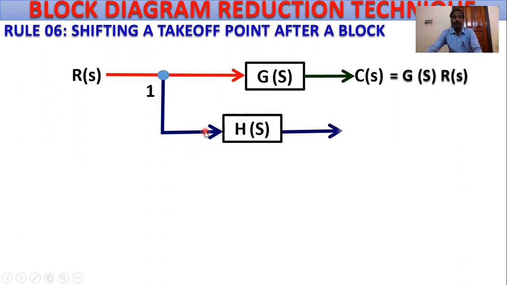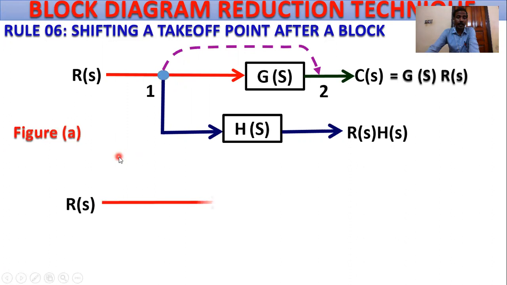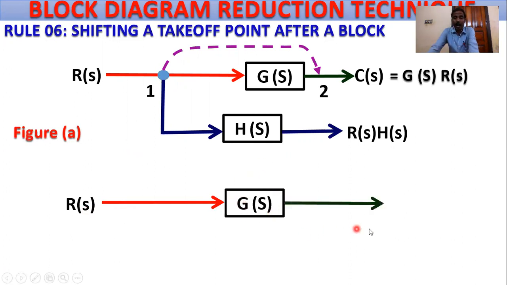The output is fed back through the feedback gain, and the output equals R(s) multiplied by H(s). So R(s) into H(s). And this is position 2, our target: shifting a takeoff point from position 1 to position 2. This is figure B. R(s) reference input, G(s) plant gain, and overall output C(s), which is always G(s) into R(s). Then this is position 1, this is position 2.